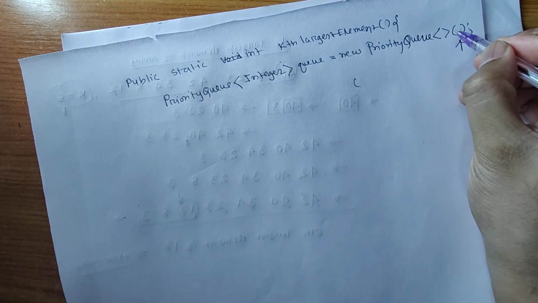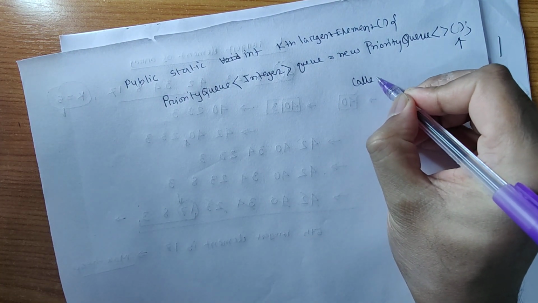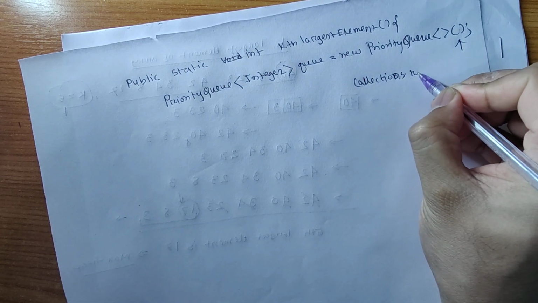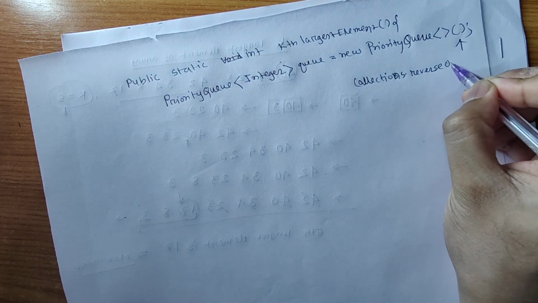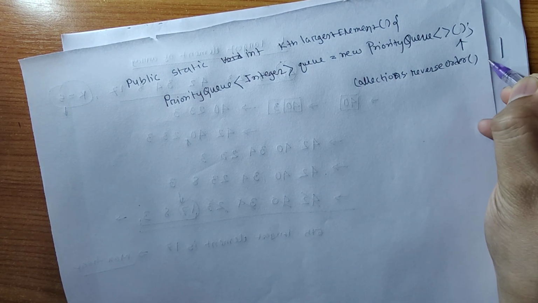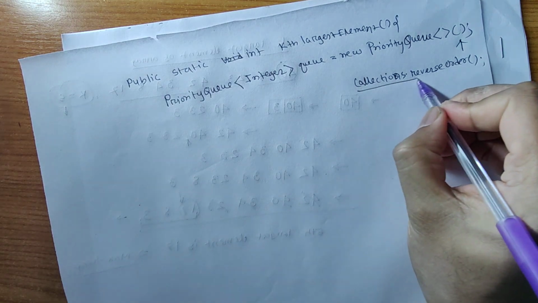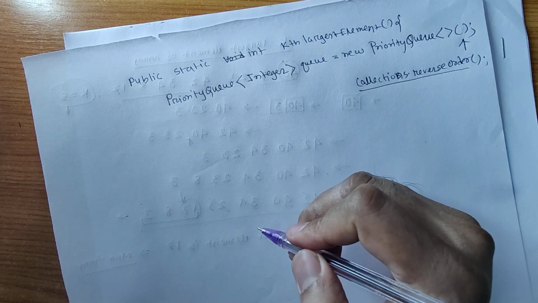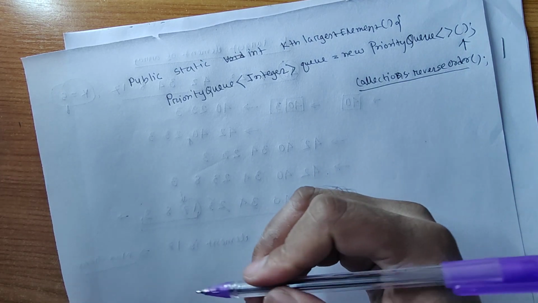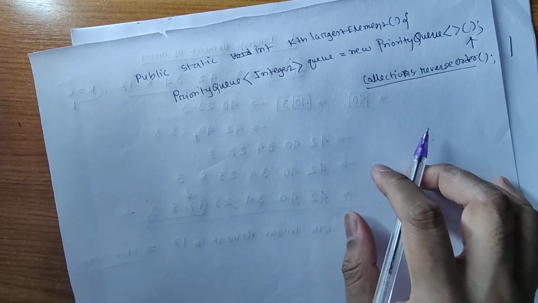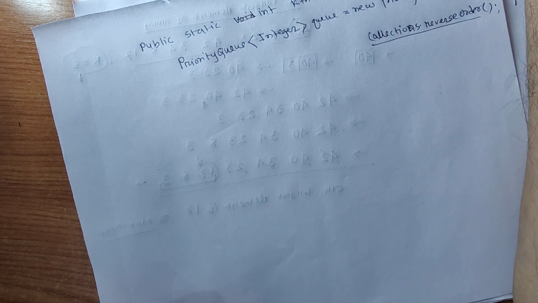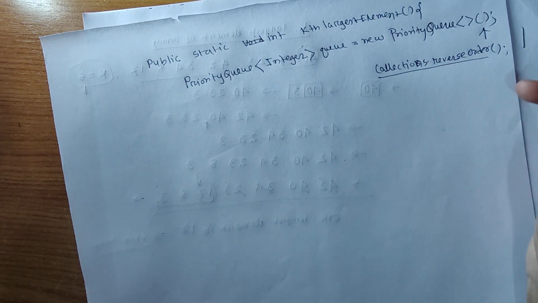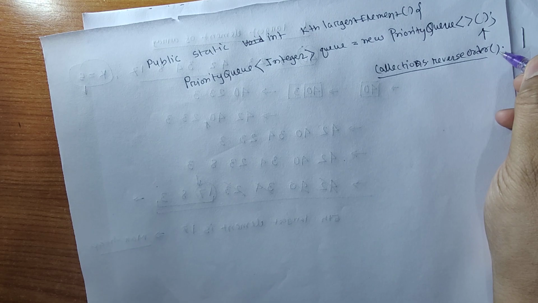So in this bracket you need to write Collections.reverseOrder, because we want to order in reverse. Normally the smaller element comes at the front and the bigger element at the last. But as we want the bigger element at the front, that's why we write Collections.reverseOrder.